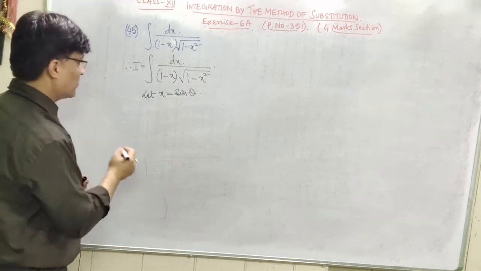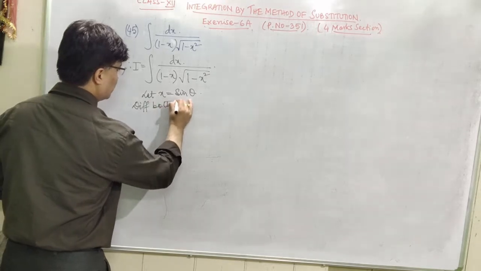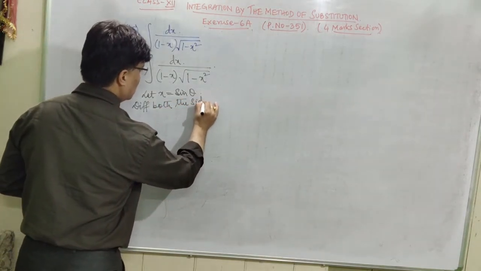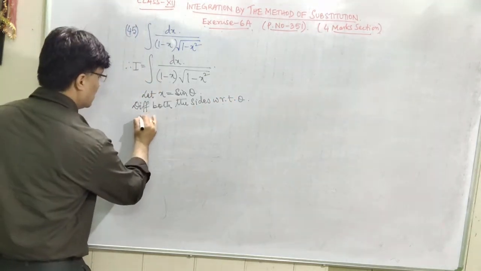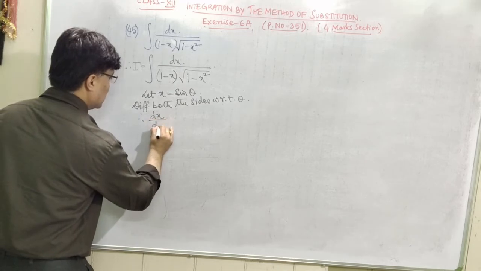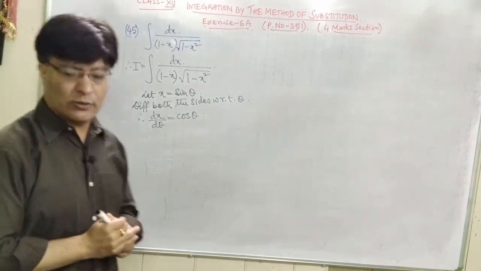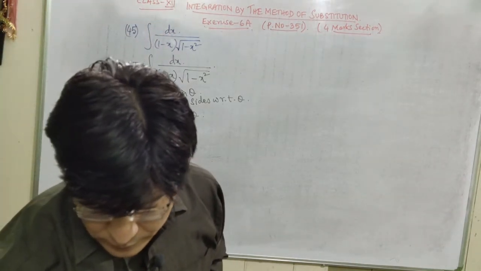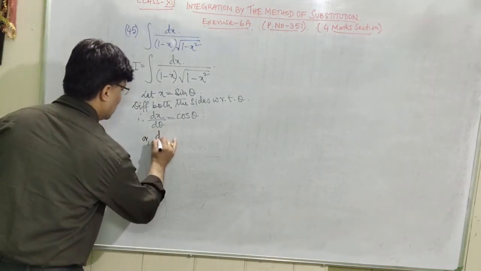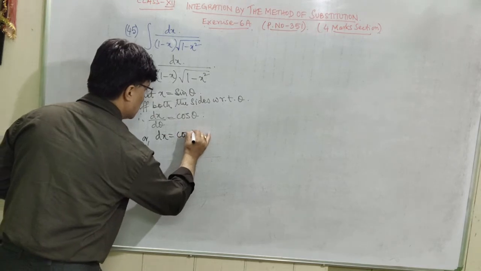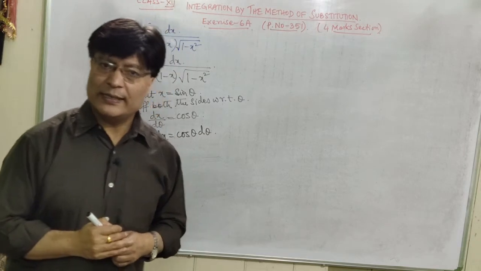So what will you do now? Differentiate. So differentiating both the sides with respect to theta, therefore dx by d theta is equal to your differentiation of sine theta, which is always cos theta, right? So next you can do cross multiplication, or dx is equal to cos theta d theta. So dx is equal to cos theta d theta.